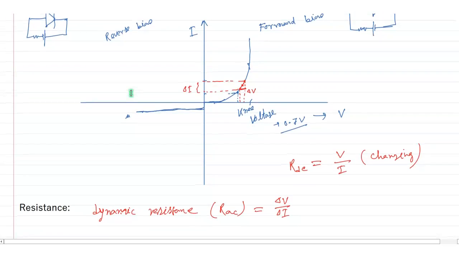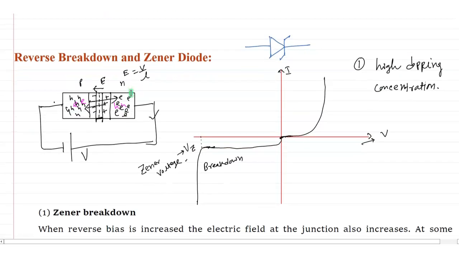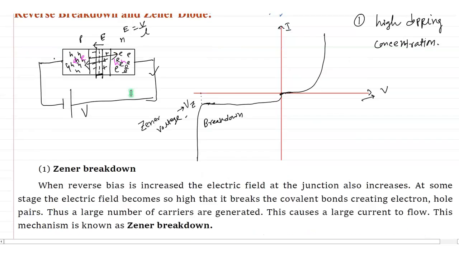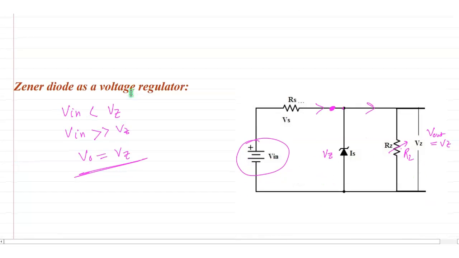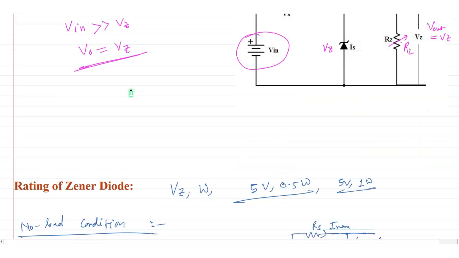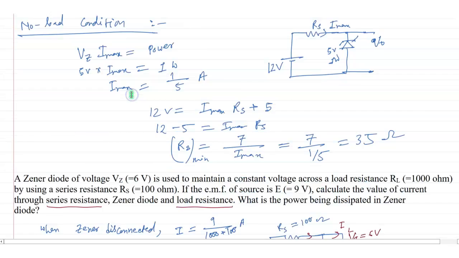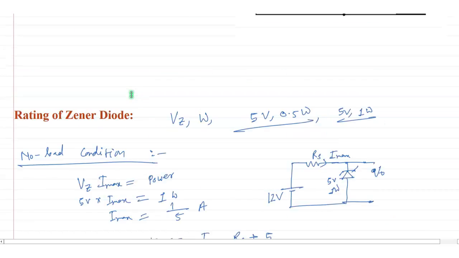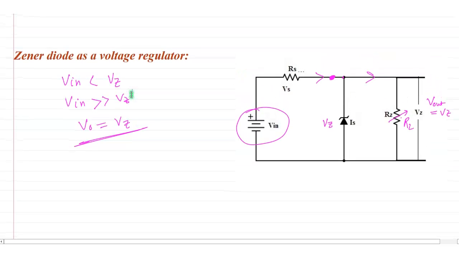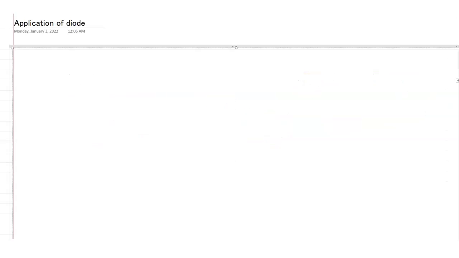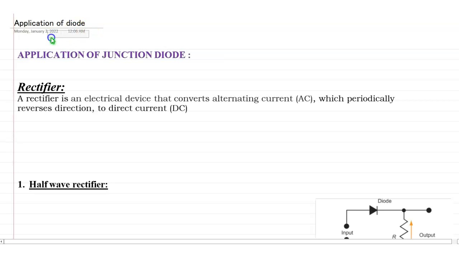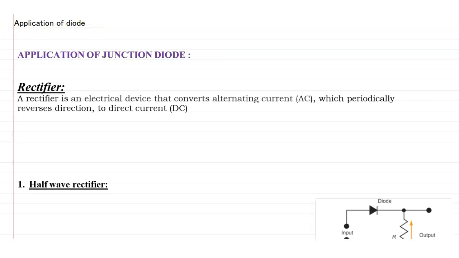There is another type of diode we have discussed, the Zener diode, which has a reverse breakdown voltage, and this voltage depends on the doping concentration and the property of the semiconductor. We discussed that the Zener diode is basically used as a voltage regulator, and in different cases we can use it. Today we will discuss some applications of diodes.